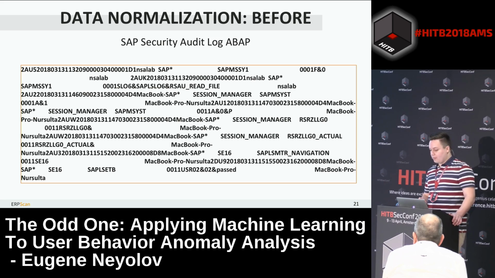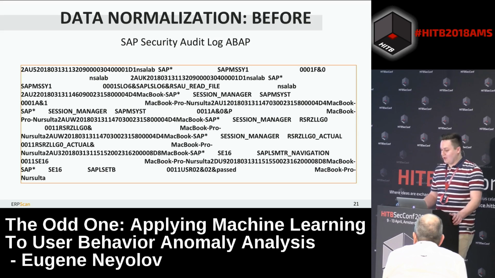So this is just one log, just one line. There are no log entries here, just one line. Every 200 bytes is a new log entry. So this is the mess.